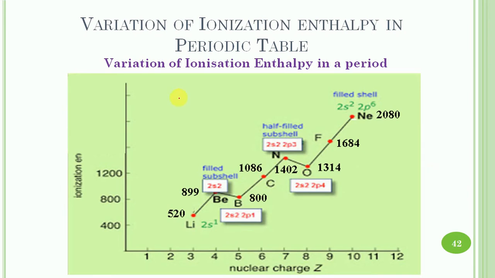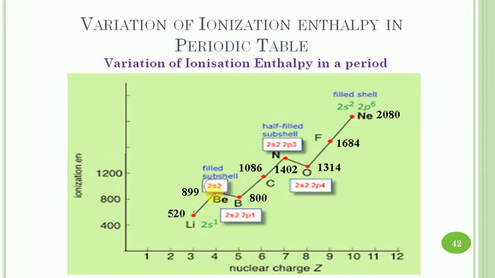So this is diagrammatically shown. As we move from lithium to beryllium, there is an increase in ionization enthalpy, and it is due to the increase in nuclear charge, which is going to increase, and the size of the atom, which is going to decrease. As we move from beryllium to boron, the ionization energy will decrease, and it is due to the electronic configuration. In the case of beryllium, the orbitals are fully filled.